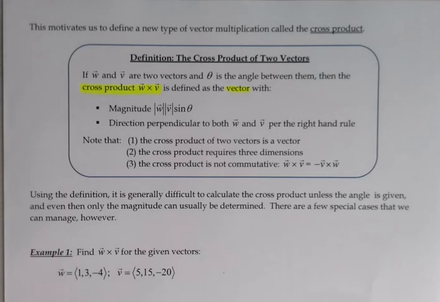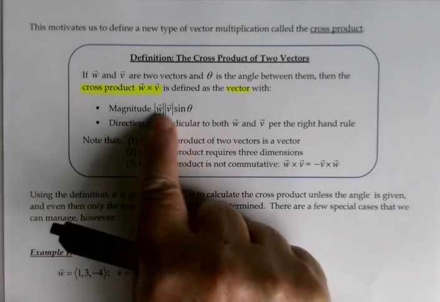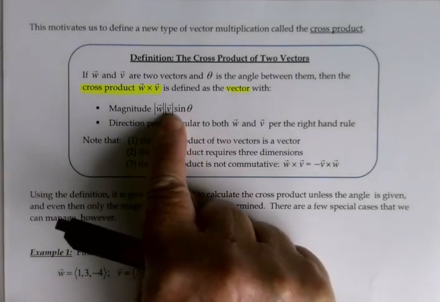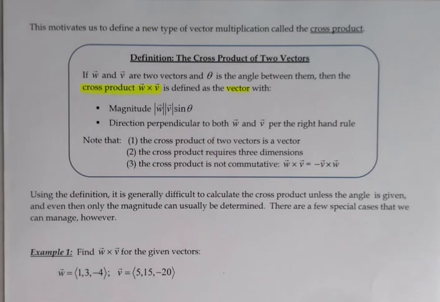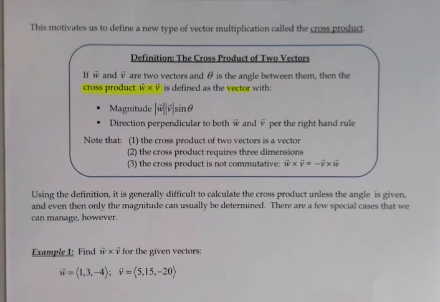All right, using this definition, it's relatively difficult to calculate the cross product unless the angle is given. And even then, it's really only the magnitude that we can easily determine. So far, we don't have a good way of defining a direction perpendicular to two known vectors. So we're going to have to do a bit of work on that. In order to do that, we're going to start with some special cases that eventually are going to help us out.